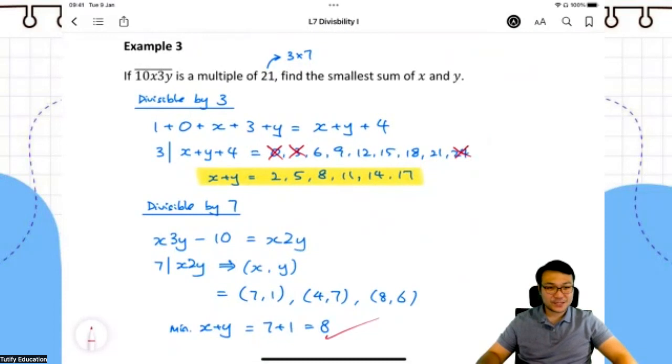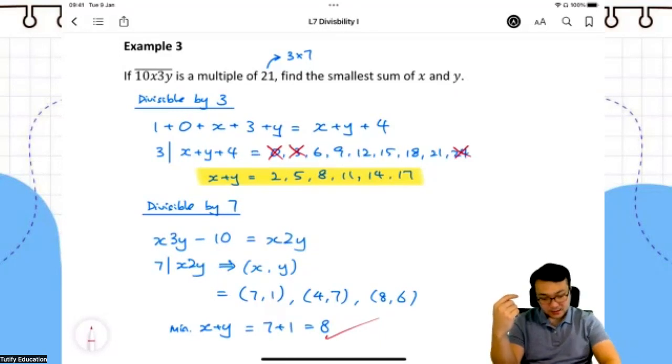Yes, Janelle, you have a question. But then 420 can be divided by 21. Oh, okay. 420 can be divided by 21. So that means x equals. Oh, okay. But if it is 420, that means x equals 4, y equals 0, right, Janelle? Okay, come, let's see. 1, 0, 4, 3, 0.